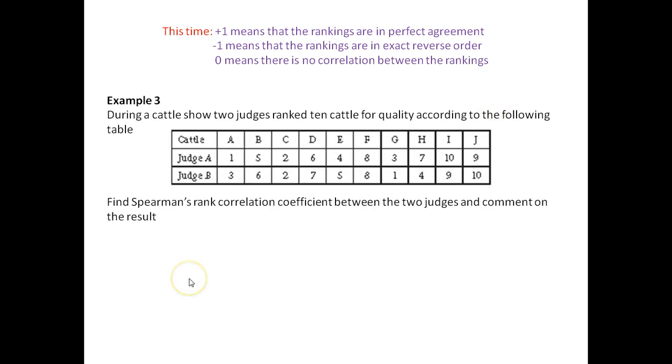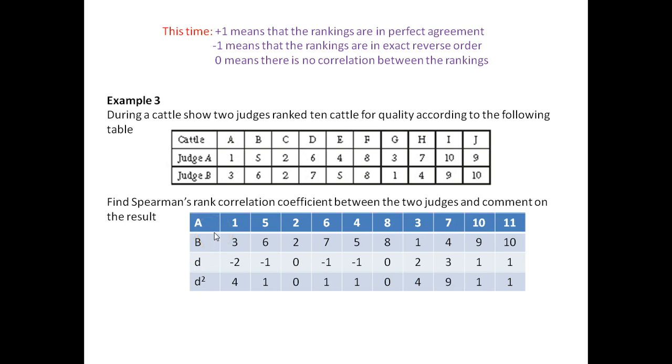So another example: during a cattle show, 2 judges ranked 10 cattle for quality according to the following table. Find Spearman's rank correlation coefficient between the 2 judges and comment on the result. So Judge A's rankings we have along there, Judge B's rankings we have along there. The difference between them, if it's A take away B, we have minus 2. 5 take away 6, minus 1. 2 take away 2 is 0. 6 take away 7, minus 1. Minus 1, 0, 2, 3, 1, 1.